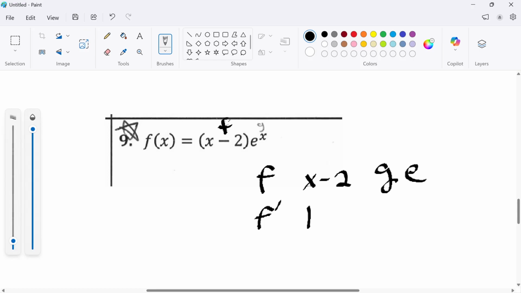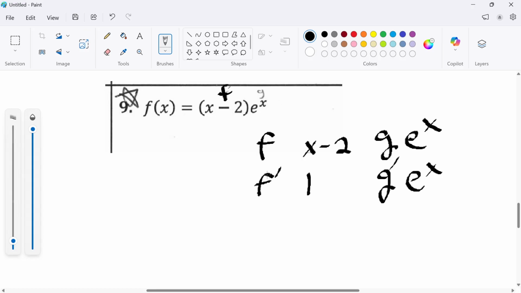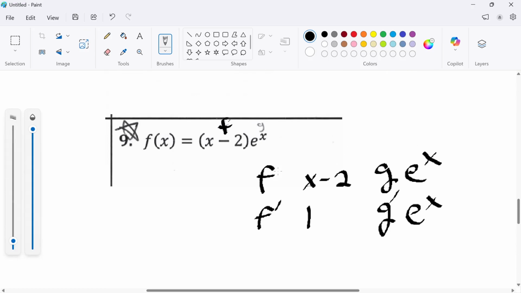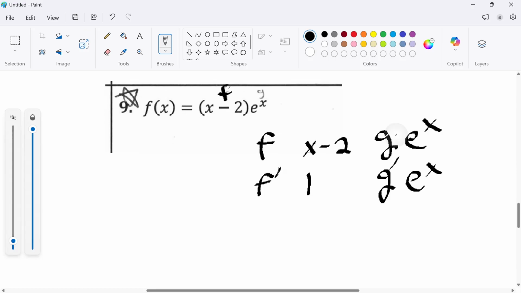G is e to the x, and g prime is e to the x. So I'm going to use the product rule. I was going to say the power rule. So it's f prime g plus g prime f. F prime is 1, g is e to the x, so it's e to the x plus g prime, e to the x, times x minus 2. That's the derivative.